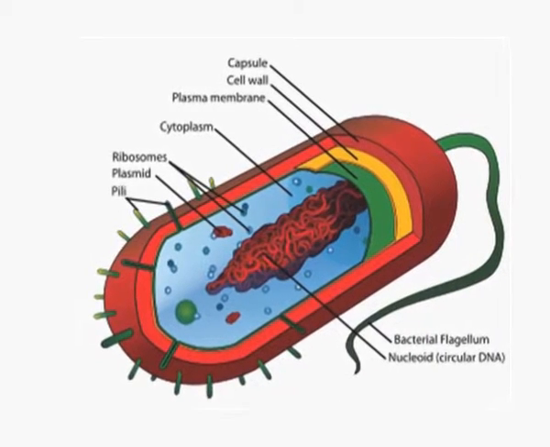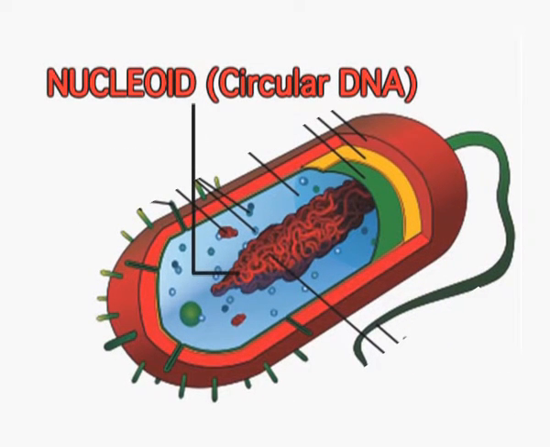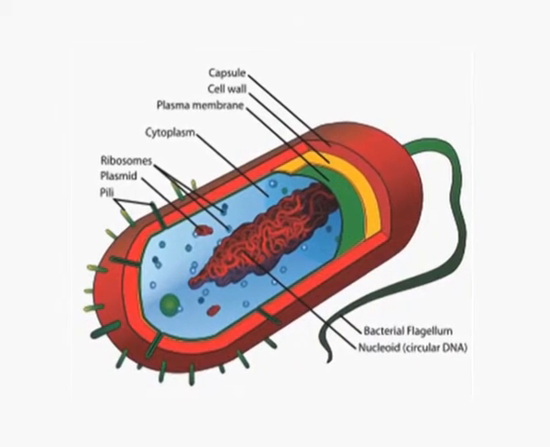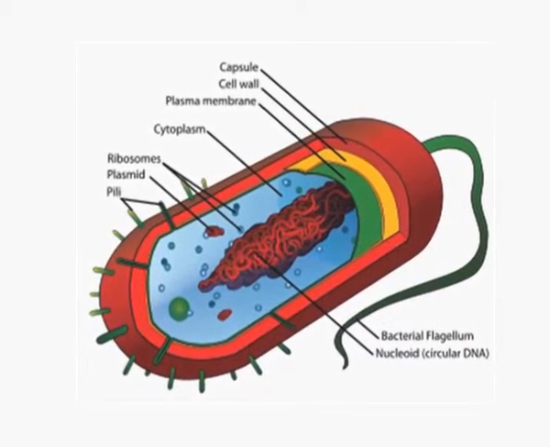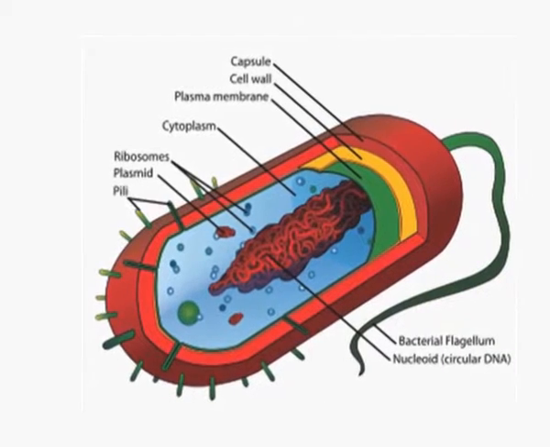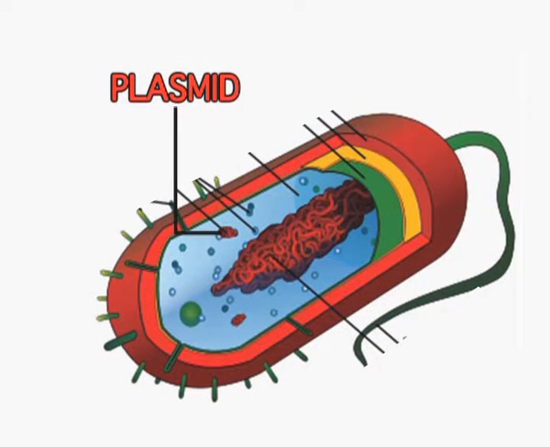Now, the region where this is present is known as the nucleoid. The plasmid also reproduces along with the other DNA, but it contains genes for antibiotic resistance and other sex factors, and therefore is beneficial for the bacteria where it is present.